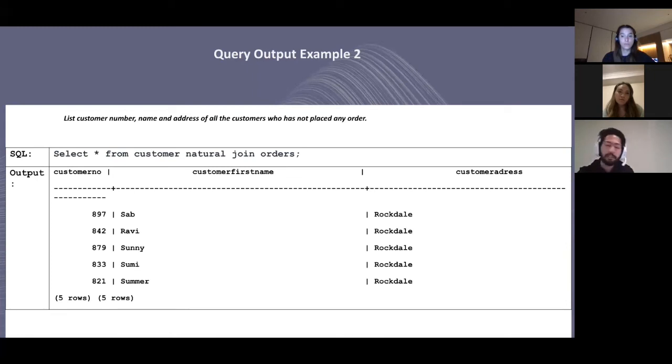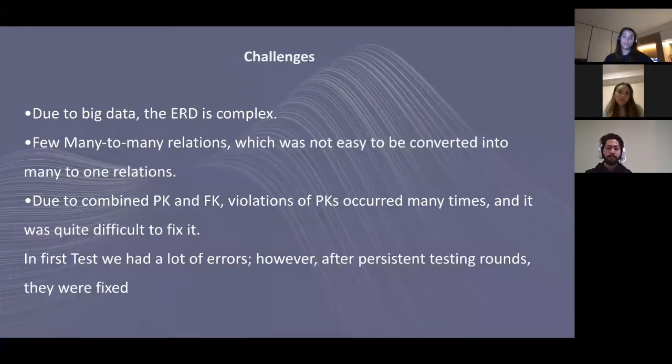Now I am talking about challenges. Due to big data, the ERD took a lot of time because it is very complex, and it was all fixed by Elena. There were a few many-to-many relationships between entities. It was very difficult to make the relationships between the entities, which were not converted easily. The third challenge is that due to the combination of primary key and foreign key, the primary key got violated, and it took a lot of time to get it fixed.